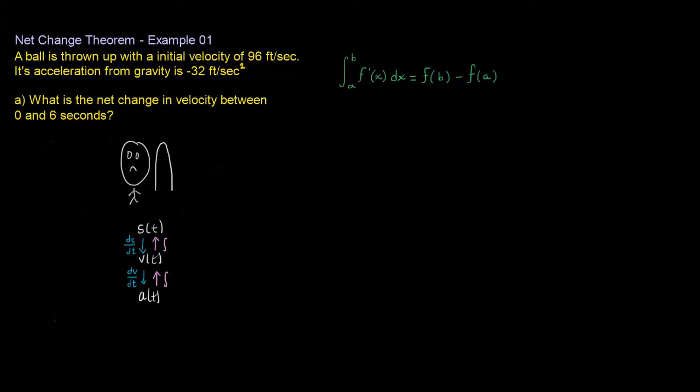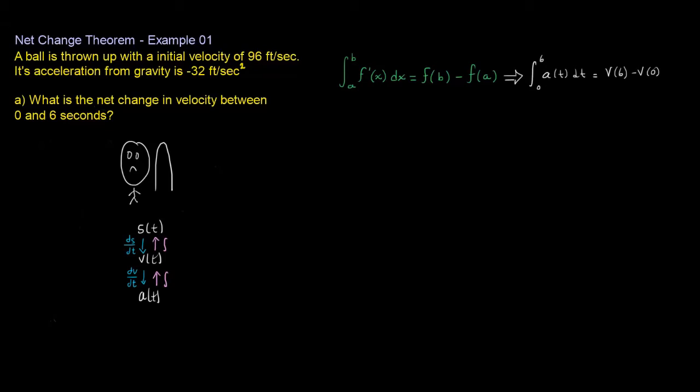So what is the derivative of velocity in this case? The derivative of velocity would be the acceleration. So in the terms that we have in this problem, between 0 and 6, we have to integrate the derivative of velocity, which is the acceleration, a of t dt, and we will get v of 6 minus v of 0.